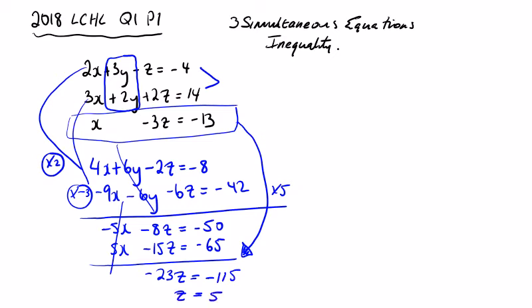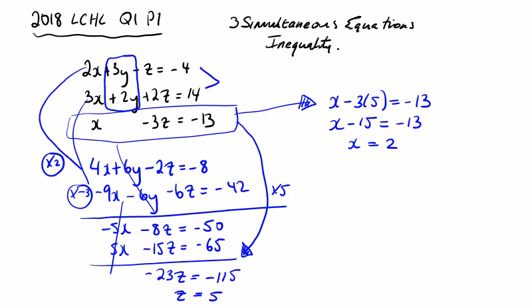And if z is equal to 5, we can get x quite easily using this equation. x minus 3 times 5 is equal to minus 13. So x minus 15 is minus 13. So x is equal to minus 13 plus 15, which is 2.